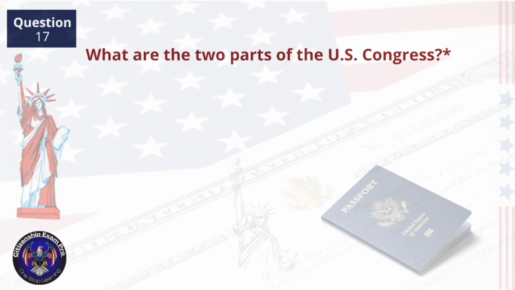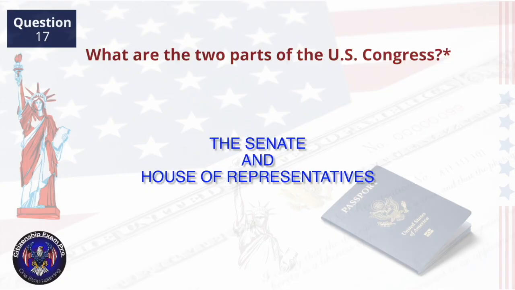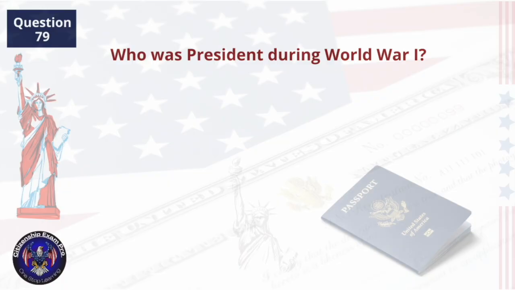What are the two parts of the U.S. Congress? The Senate and House of Representatives. What is the economic system in the United States? Market economy. Who was president during World War I? Woodrow Wilson.